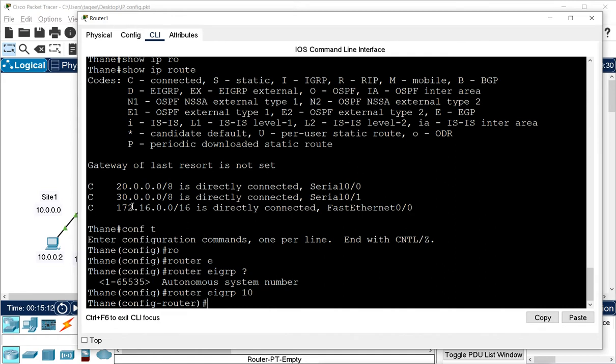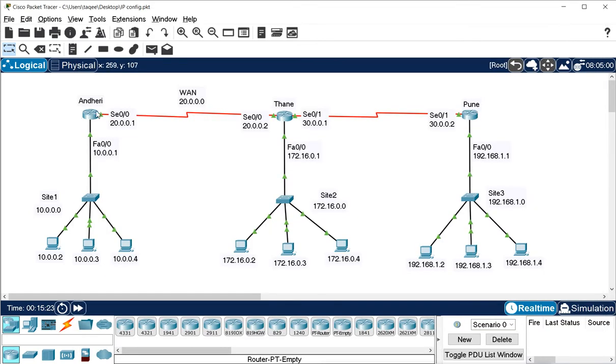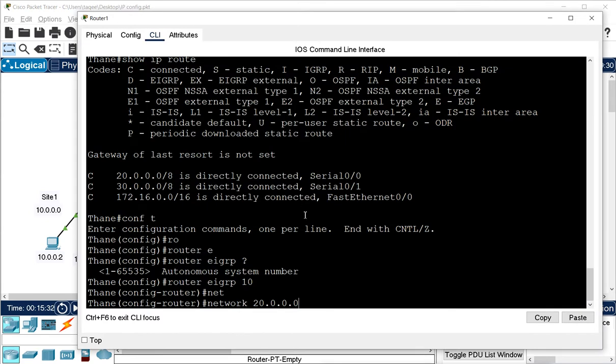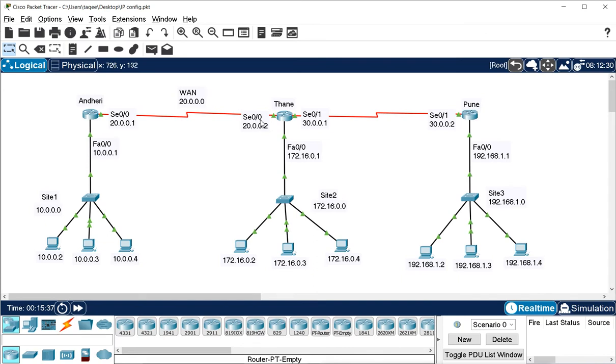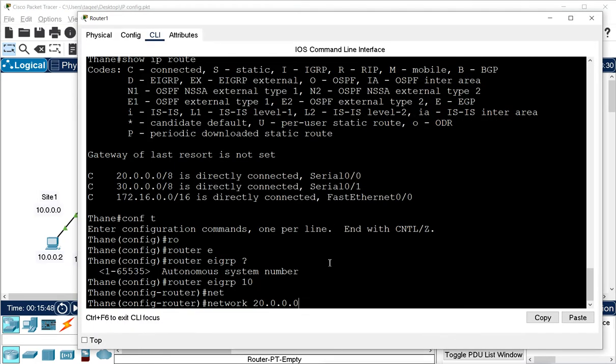Then again I will mention these connected networks. So network 20. Now remember, this network 20 is used to connect the other router also. These two routers are directly connected with network 20. So when I mention network 20 here, it will enable the routing for this network and on this interface, and it sends information to this interface, and the previous router is also sending information here. So they will talk to each other and create the neighbor relationship, just like in OSPF.